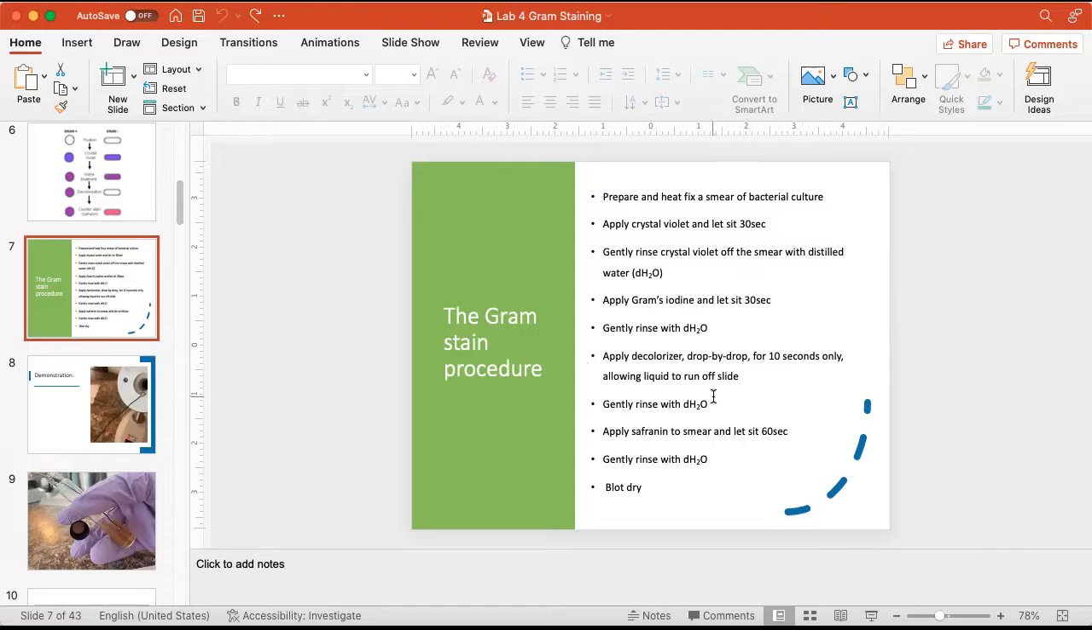Now we're ready to counterstain. We apply safranin in a puddle over the smear. And this one we're going to let sit for 60 seconds. So we counterstain longer than we use our primary stain. Then we gently rinse that off with water, distilled water, blot dry, and we're ready to examine our slide.